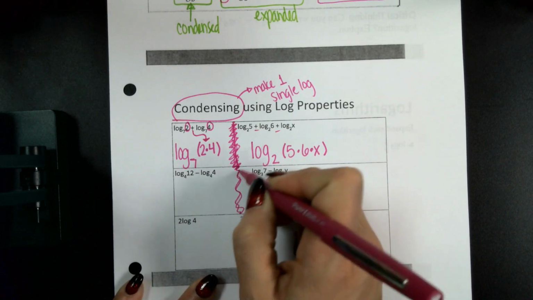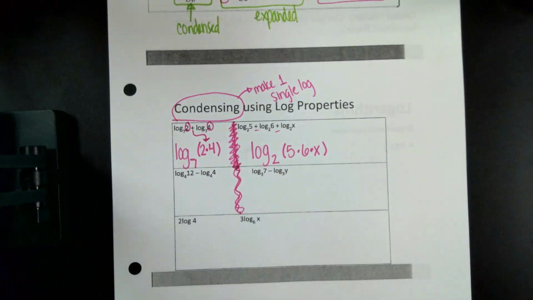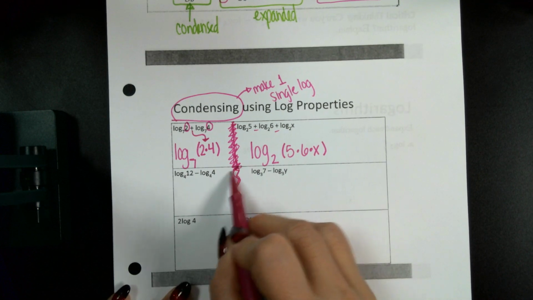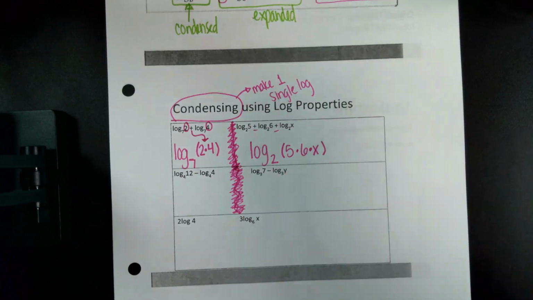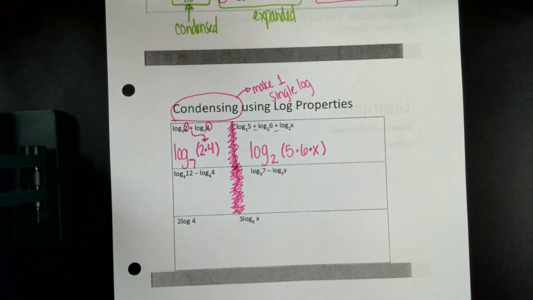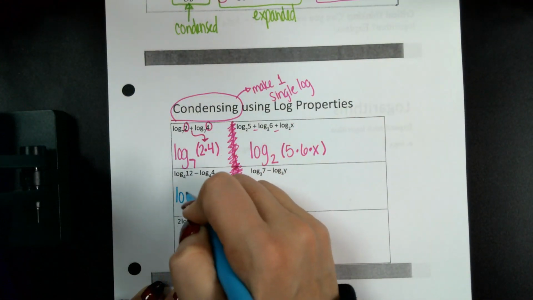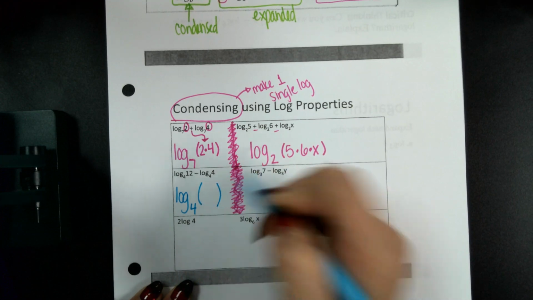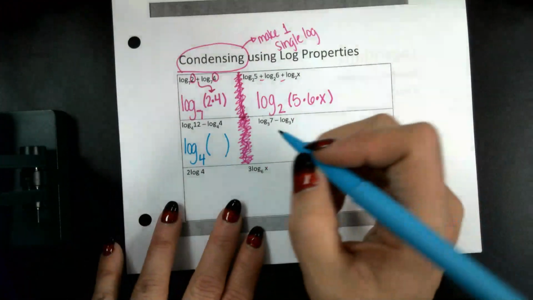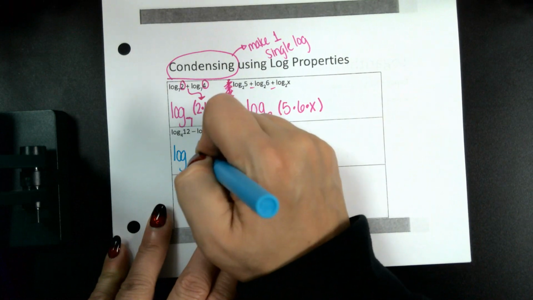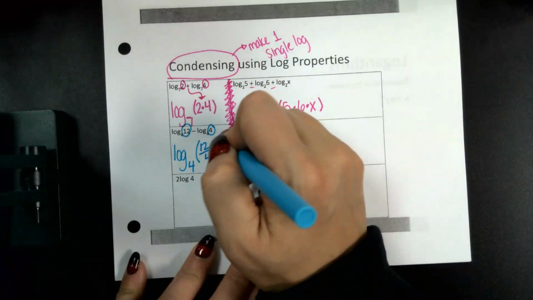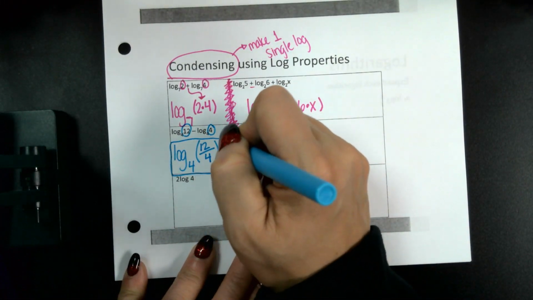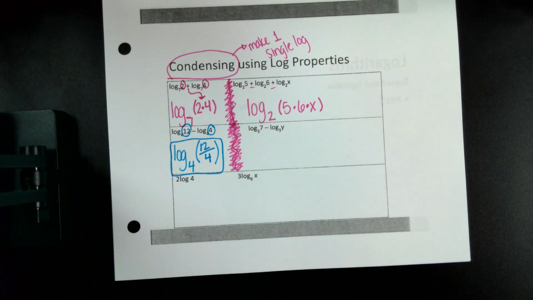Now, in this next row, these two, you see minus signs. So when you see minus signs, we should be condensing it and turning it into what? Division. So we're going to do log base 4. Then in parentheses, what 2 things are we dividing? 12 divided by 4. So this divided by this. And yes, I know 12 divided by 4 is 3, but you don't have to do the division, just leave it alone.